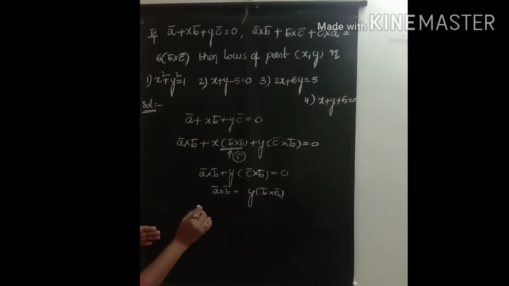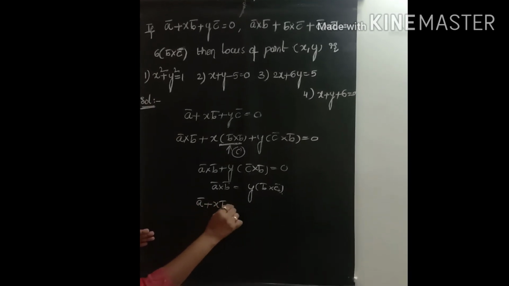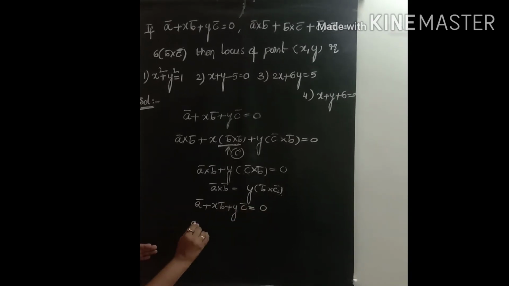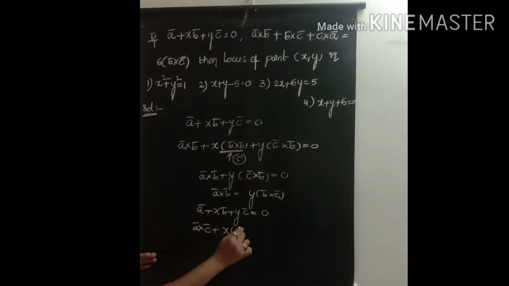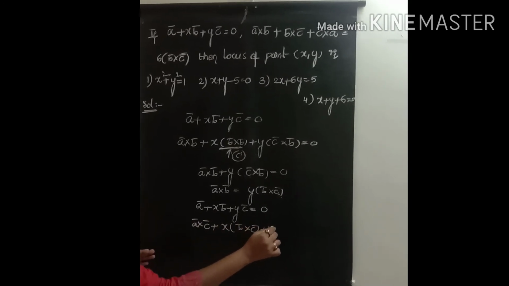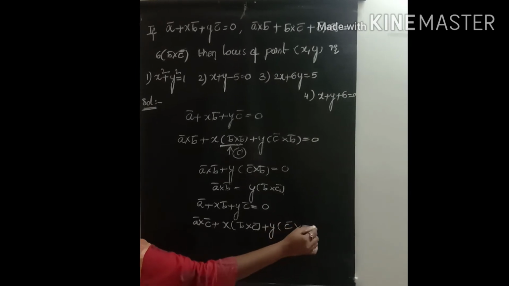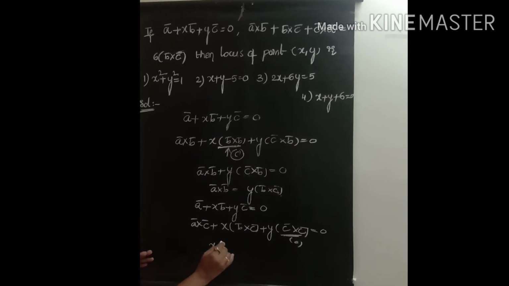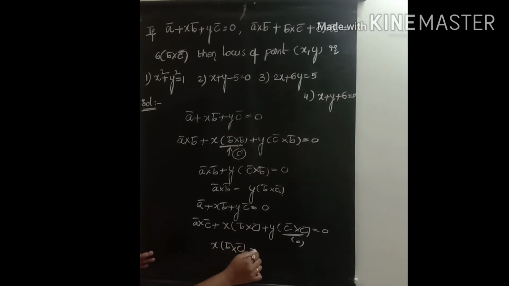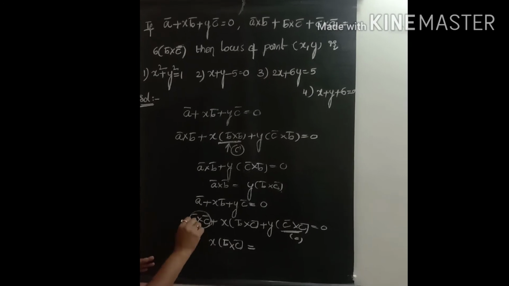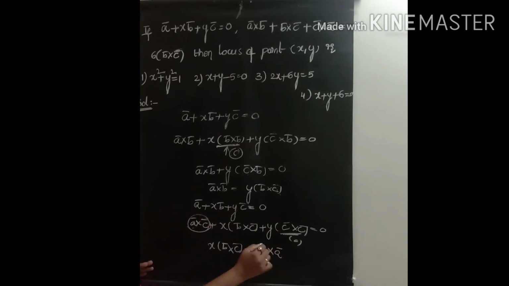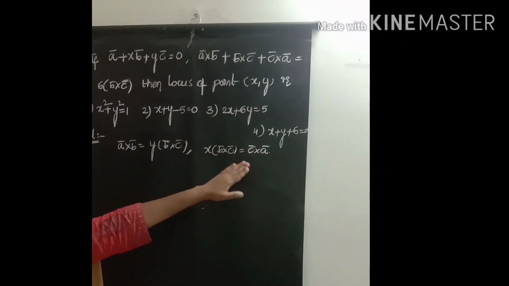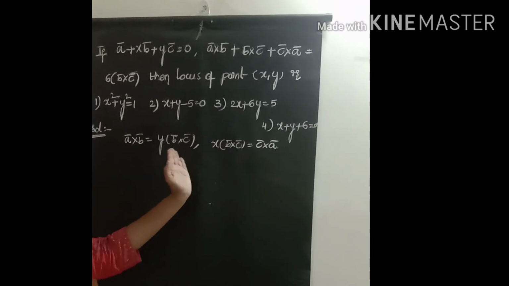Now again we take the first equation, a + x b + y c = 0, and apply cross c: a×c + x(b×c) + y(c×c) = 0, and clearly c×c is 0. So x(b×c) = −a×c, that is c×a, so c×a = x(b×c). And a×b = y(b×c). These are the values of a×b and c×a in terms of b×c.